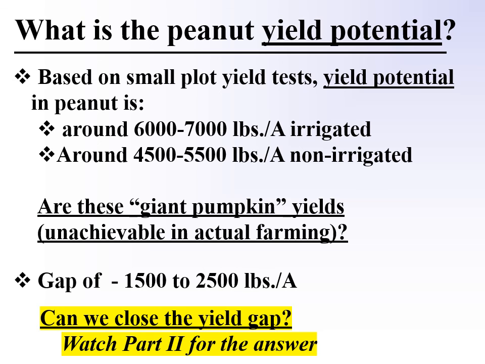Just to summarize part one of this presentation, what is the yield potential? Based on small plot tests, we've been able to define the yield potential of peanut at around 6,000 to 7,000 pounds per acre under irrigation and 4,500 to 5,500 pounds per acre in non-irrigated situations. Well, are these just giant pumpkin yields that are unachievable in actual farming? That's a gap of 1,500 to 2,500 pounds per acre. So can we close that yield gap? I hope you'll watch part two for the answer.